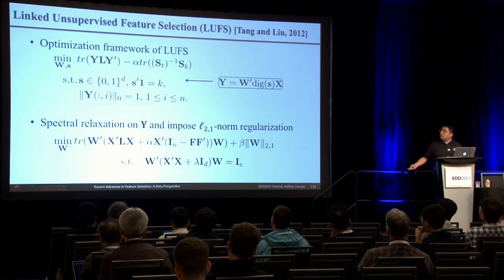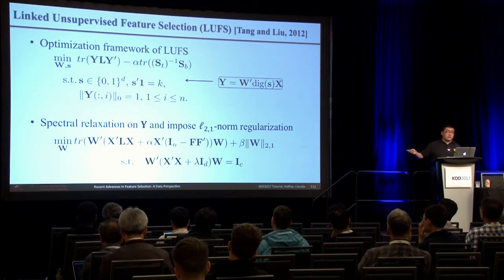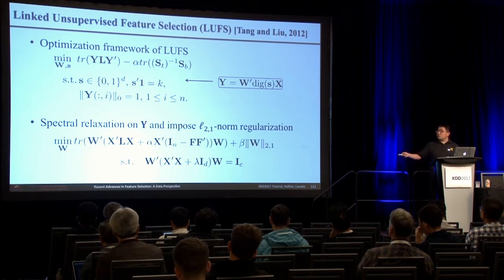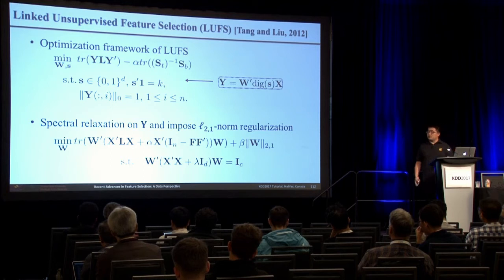Here is the optimization framework of the proposed linked unsupervised feature selection. We can see y is a discrete variable, and due to its discrete nature, it is difficult to directly optimize it. Therefore, they further impose an orthogonal constraint on W, and also add an l2,1 norm regularization term on W to achieve feature sparsity.